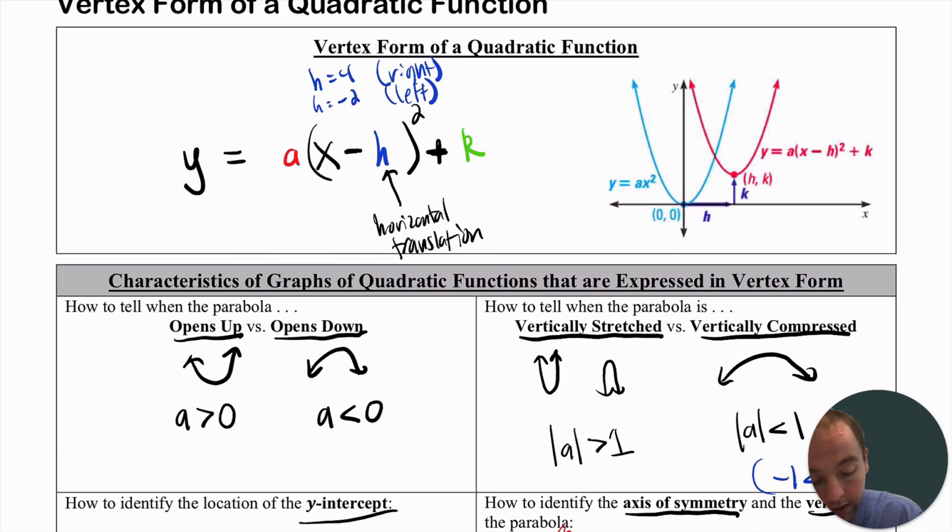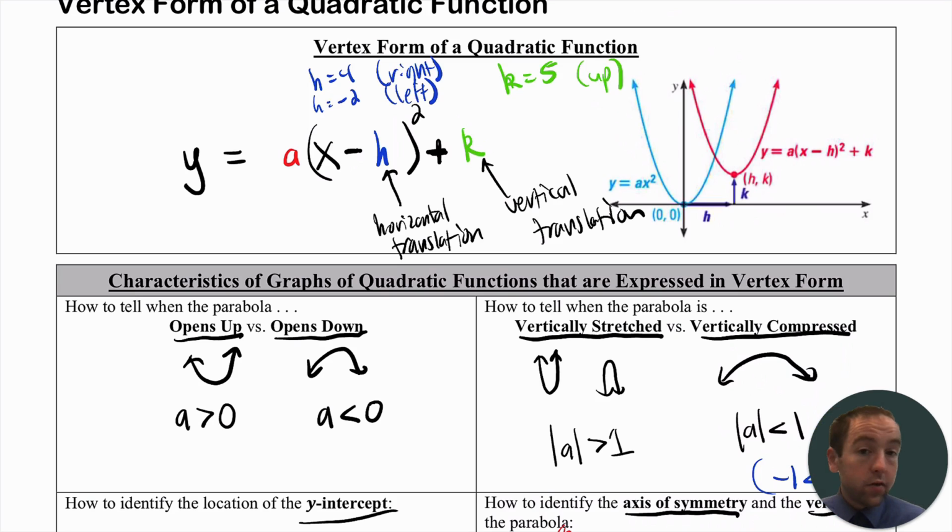For the k value, that corresponds to the number of units of vertical shift or vertical translation of the graph. For that number that's outside the parentheses that you add or subtract, if k was, let's say, a positive number like 5, then that will be an upwards shift of the graph. Whenever k is some negative number, like -1, that will be a downward shift of the graph. Note that when k is positive, you will see plus, and when k is negative, you will see minus on the outside of the parentheses.